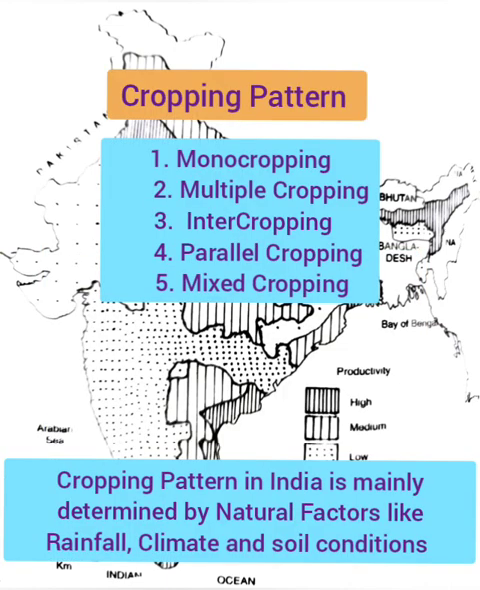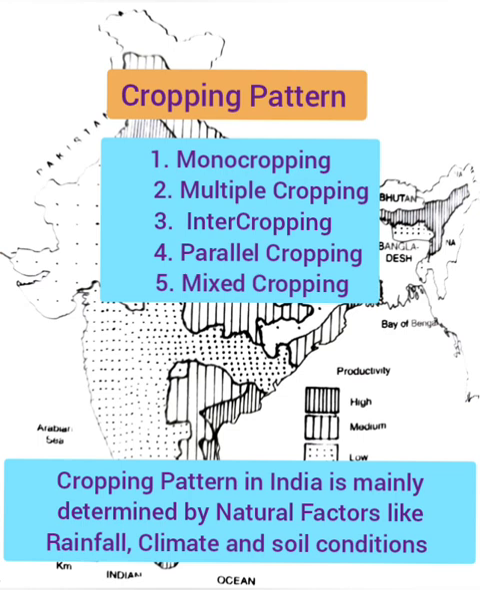Crop pattern means the proportion of area under different crops at a point of time and its distribution over a period of time. First is monocropping. Monocropping means growing one crop in the same field throughout the year. Multiple cropping, growing two or more crops on the same field in a year one after the other.